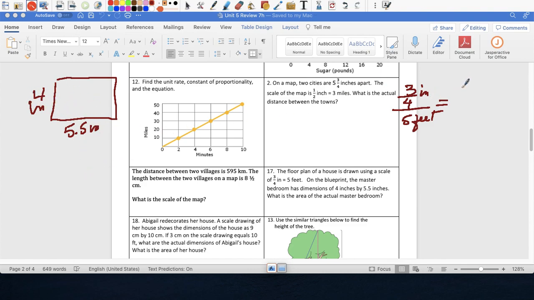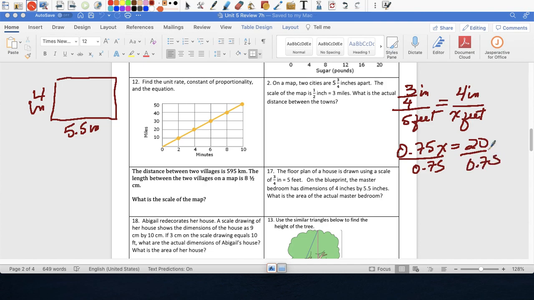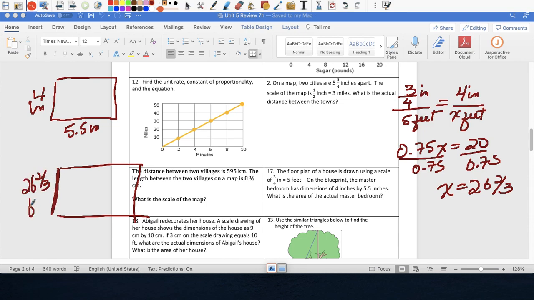So let's do 4 inches first. Let's see what 4 inches is in real life. So there's your proportion. Cross multiply, and again, 3/4 is 0.75. And then if you multiply the other two, you get 20. Divide by 0.75, and we get 26 2/3. X equals 26 2/3, so I'm going to leave it as a fraction. So in real life, the width here is 26 2/3 feet.